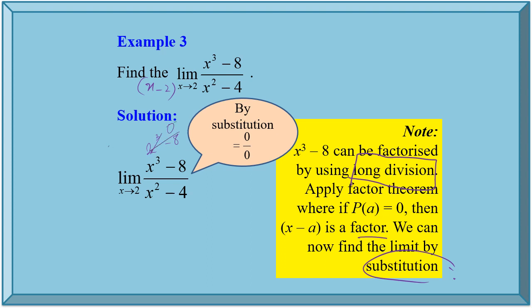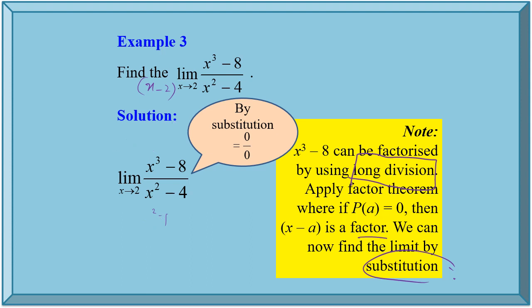This means that x minus 2 is a factor of x cubed minus 8. The same thing for the denominator, we will get 0 also. 2 squared minus 4 is 0. Okay, if we didn't get 0 for the denominator, we would get 0 over 4, which is equivalent to 0. It's not undefined. It's still acceptable as 0. But if we get 0 over 0, then it's undefined. So we need to do the factorization.